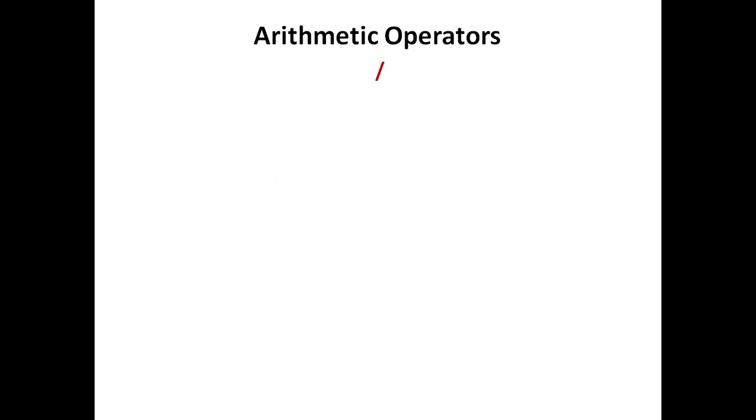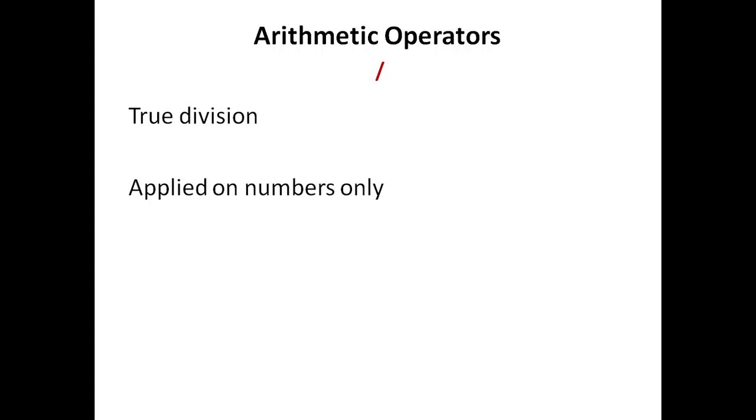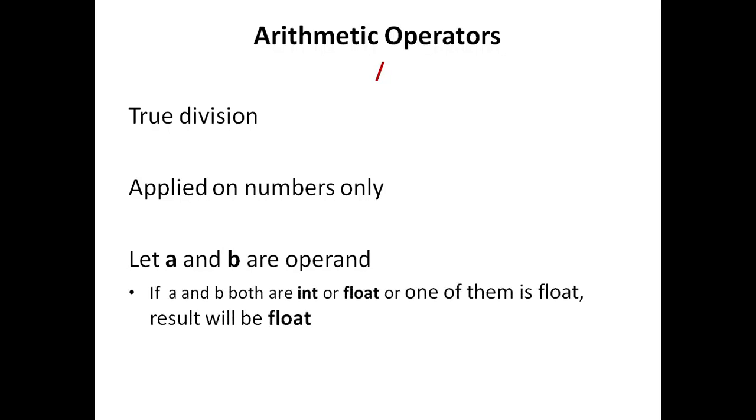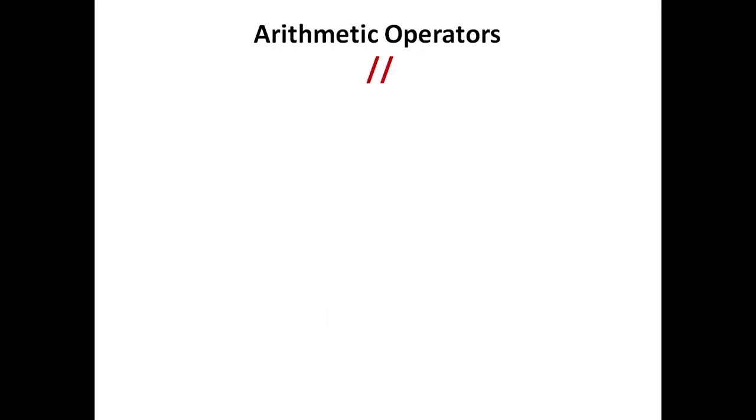Next is the division operator. This is also called the true division operator, and its result is always float. So you just apply this true division only on numbers, that is on integer and float numbers. So if we have two operands and both are of the same type, whether they are integer or float, or one of them is integer, the answer will always be a floating number.